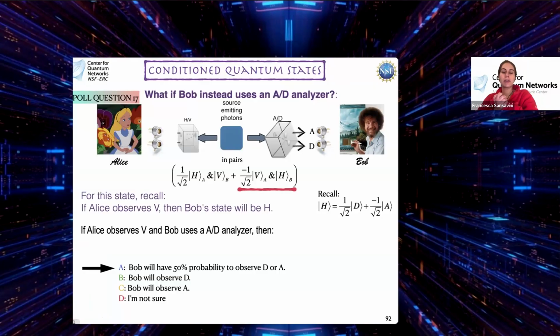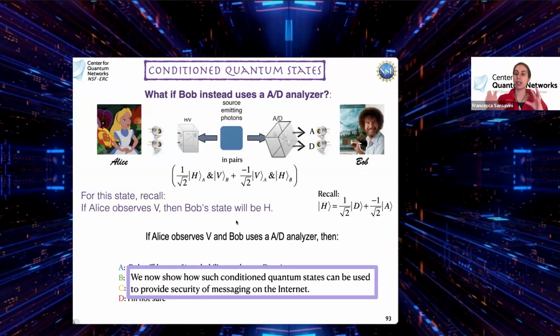So when Alice observes V, we already know that Bob's state will be H because this highlighted red part will be what we get. But we must remember that H is by definition a superposition of the D and A polarization. So if Bob doesn't have an HV analyzer, but if he decides to use an AD analyzer instead, he will get as results D plus A, which is of course 50% probability to observe D, 50% probability to observe A.